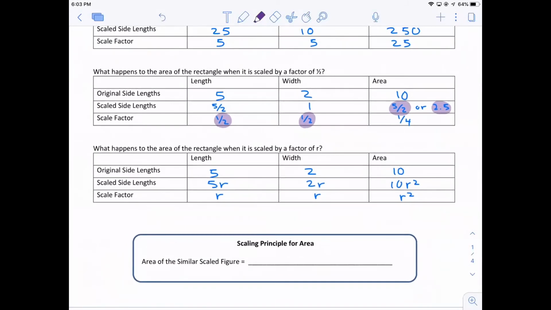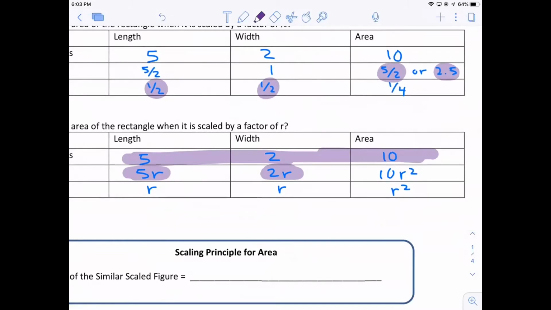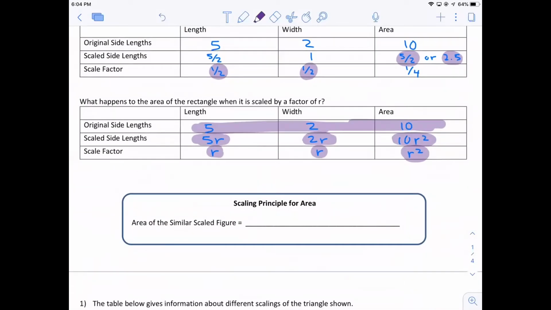So in general, what happens when we scale by a factor of r? Well, I'm starting with lengths of 5 and 2. Area is 10. If I scale by a factor of r, my new length is going to be 5r. r could be bigger than 1 or less than 1, it doesn't matter. My new width is going to be 2 times the scale factor r. And so my area is 5r times 2r, it's 10r squared. So when I scale by a factor of r, the area experiences a scale factor of r squared. That's our scaling principle for area.